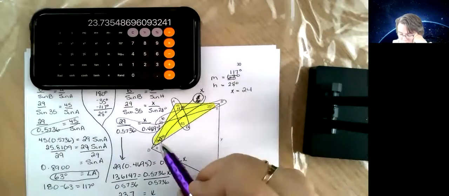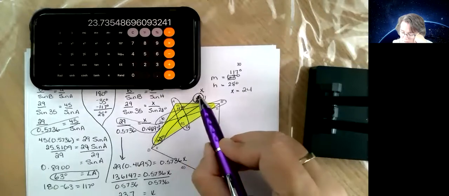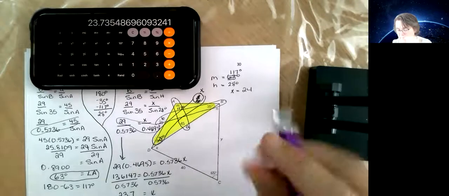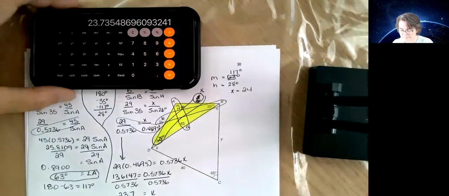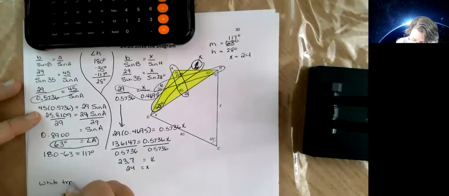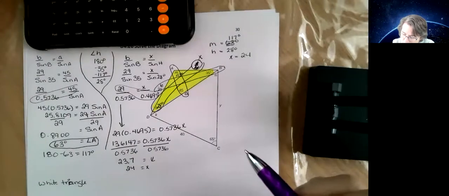So there was variable there. We have h, we have m, and we have x. So my yellow triangle, we are all done. Now, our white triangle.